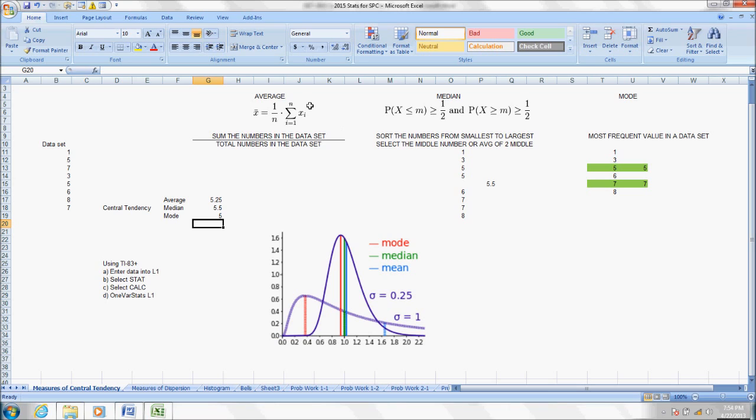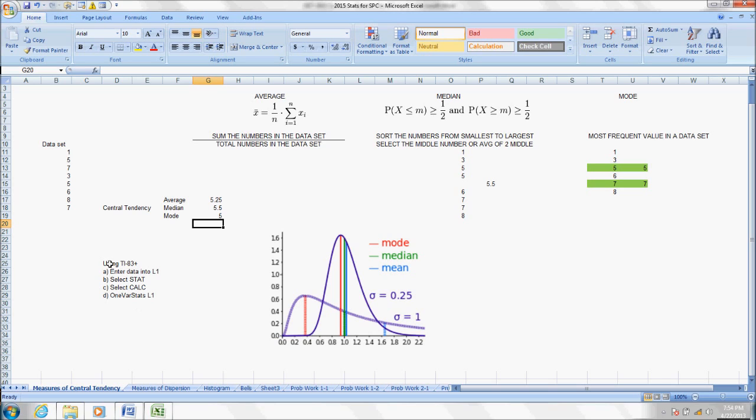On a normal curve, the average, the median, and the mode are all the same number. That's if it's perfectly normal. Now when it's not normal, something like this curve here, that's when you're going to get different values for them.